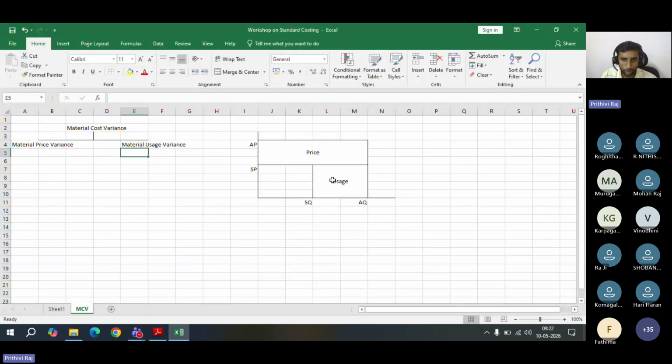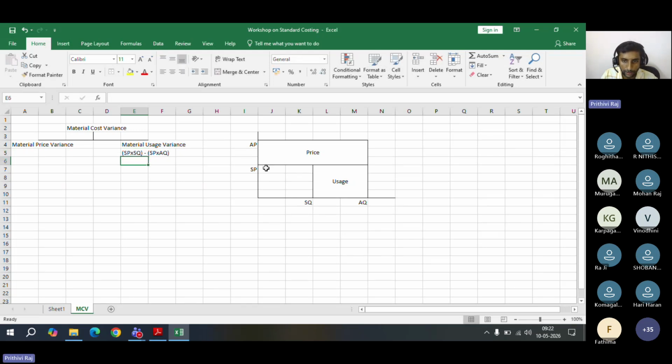Now first, let's see the usage. I'll just see the usage box. So I said this box is the usage box. Now what is the formula for usage? How are we going to extract it? So this is SP into SQ. Just remember this box. So SP into SQ minus SP into AQ. So now this is the usage.